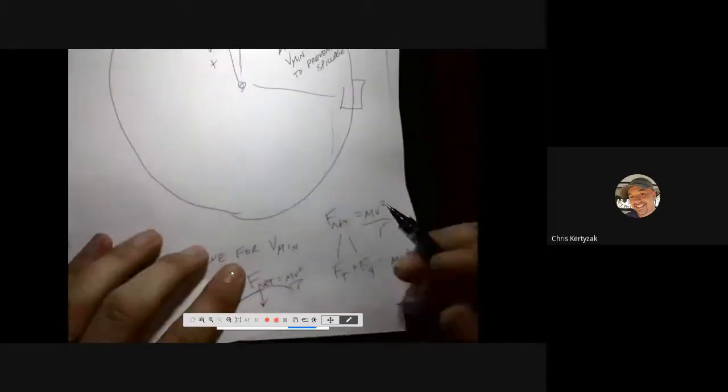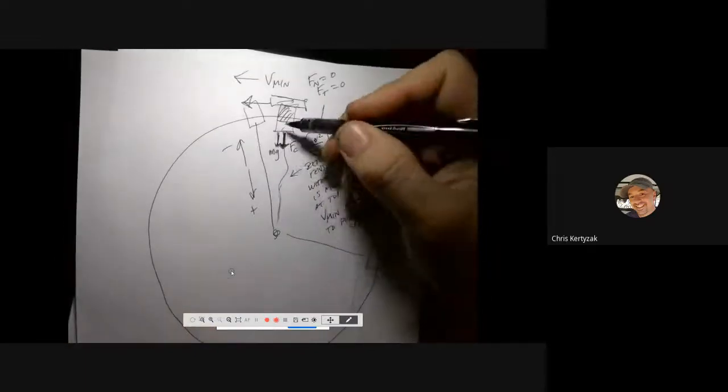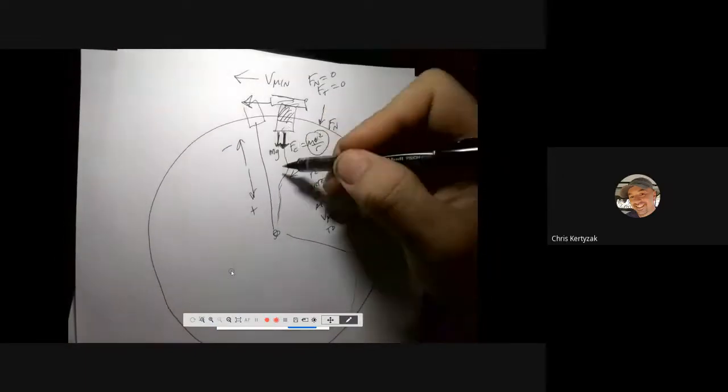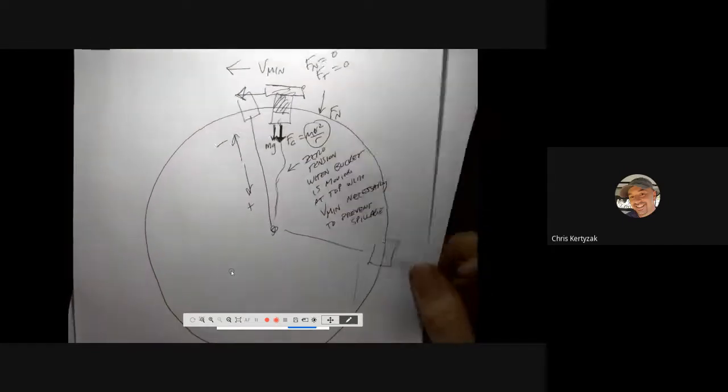In that case, you'd write Ft as plus. Mg is also, at that point, straight down. We're really backing this up a little bit. We're talking about this moment right here. Ft would be straight down, plus. Fg would be straight down, also plus.